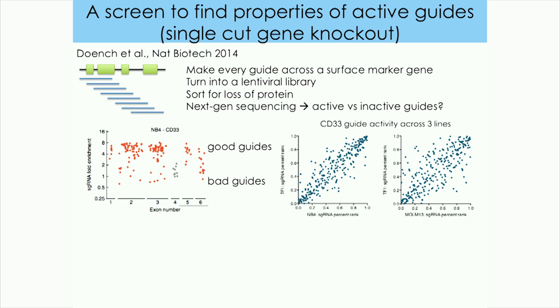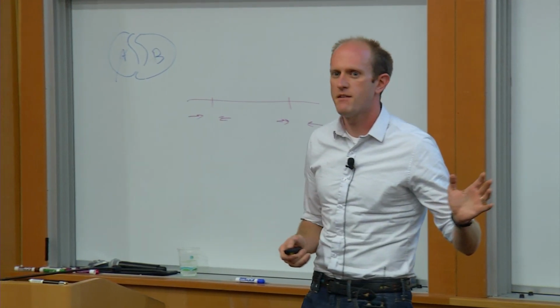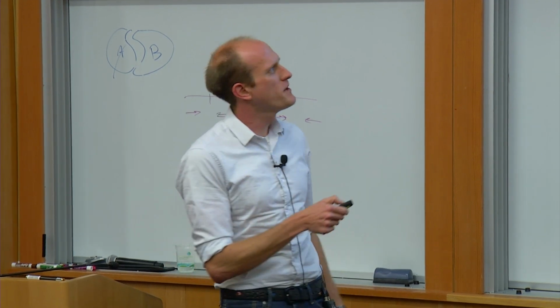And you can see that at the extremes, for guides that are really good or really bad, everything kind of clusters together, but in between, it differs between cell lines. So guide activity can certainly be cell line dependent. In general, it seems like if a guide is really good, it's going to be really good in most places. If a guide is a dog, it's a dog everywhere. Okay? The question is, what do we do about the stuff in between?